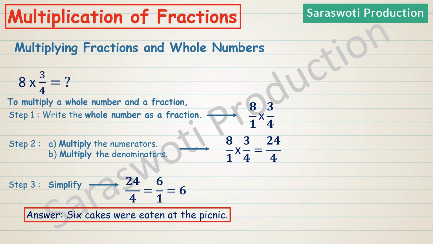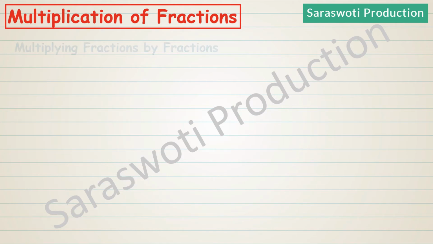So from this we have learned how to use 3 simple steps to multiply any two numbers where one number is a whole number and the other number is a fraction, isn't it?